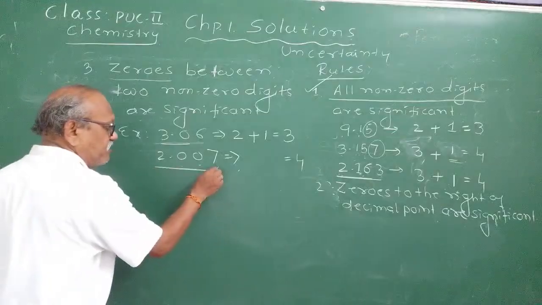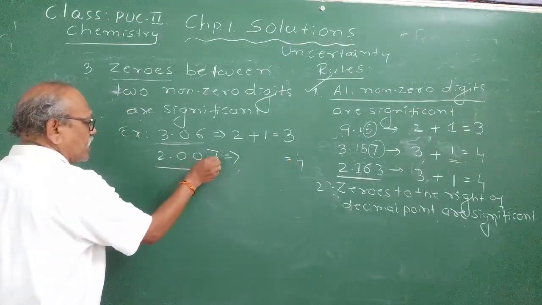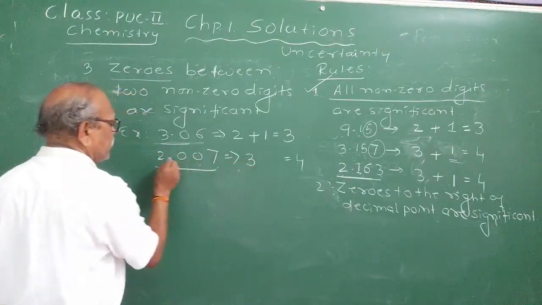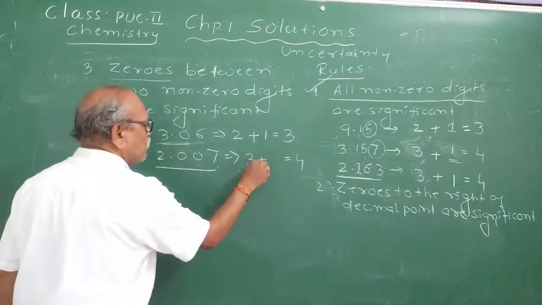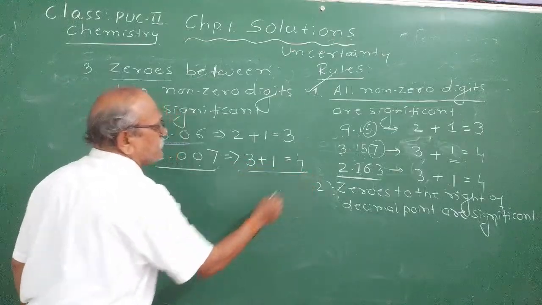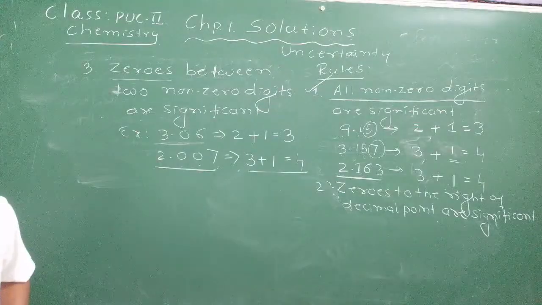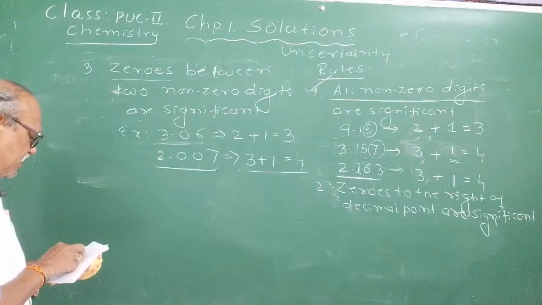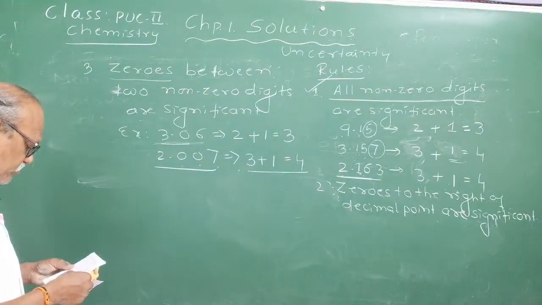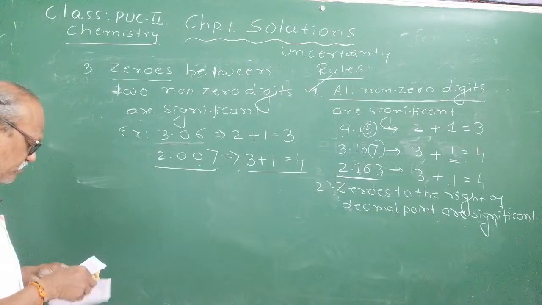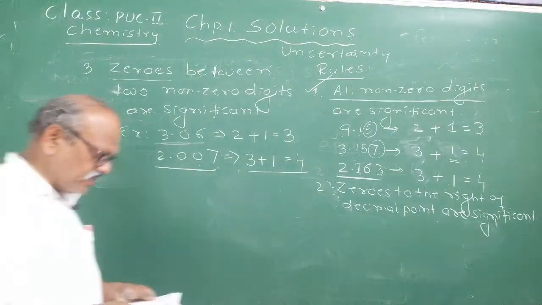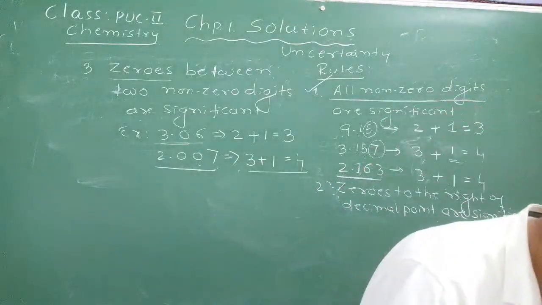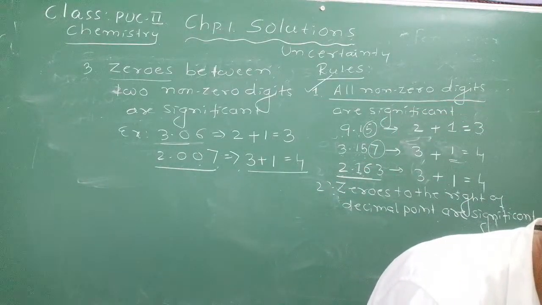Total number of significant figures should be 4 only. Of them, except the last one, how many digits are left? That is significant. That is certain. Plus 1 will be uncertain. Total number of significant figures becomes 4. I hope you got the point on significant figures. Any doubts in this? You can clarify the doubts now. Is that clear?